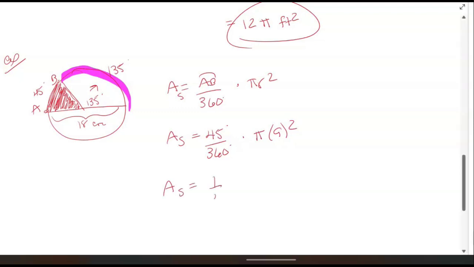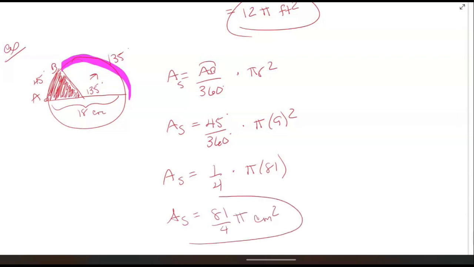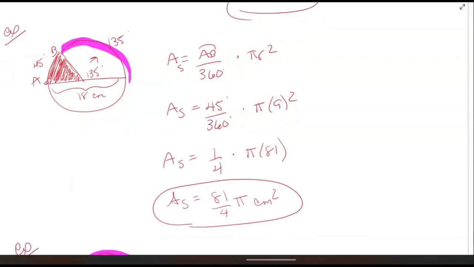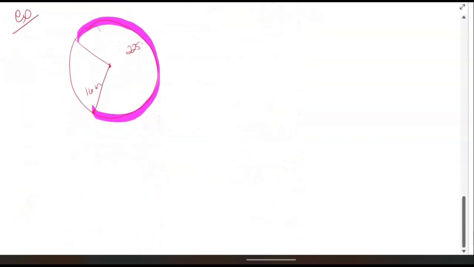All right, we're going to simplify this up. That's going to be 1/4 pi times 81. And then that is just going to simply be rewritten as 81/4 pi centimeters squared. All right, go ahead and leave it just like that. I really don't like the approximations on the calculator.